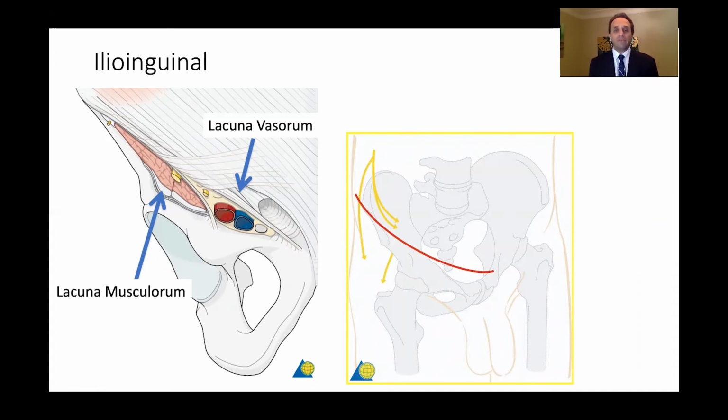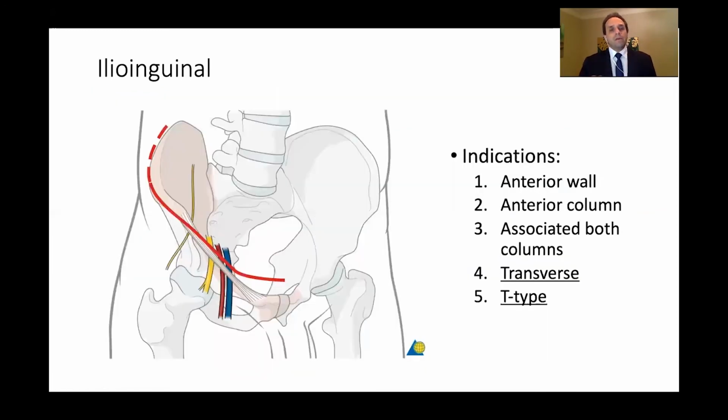The ilioinguinal, this is an approach that is anterior, so mainly aiming at anterior fractures. We have three windows: one lateral window in the iliac fossa, one medial window in the cave of Retzius, and one middle window between the lacuna musculorum, which is the fascia containing iliopsoas and femoral nerve, and the lacuna vasorum, which contains the external iliac vessels. This is the incision usually. This is where the lacuna vasorum is, and this is where the lacuna musculorum is, and this is the lateral cutaneous nerve of the thigh.